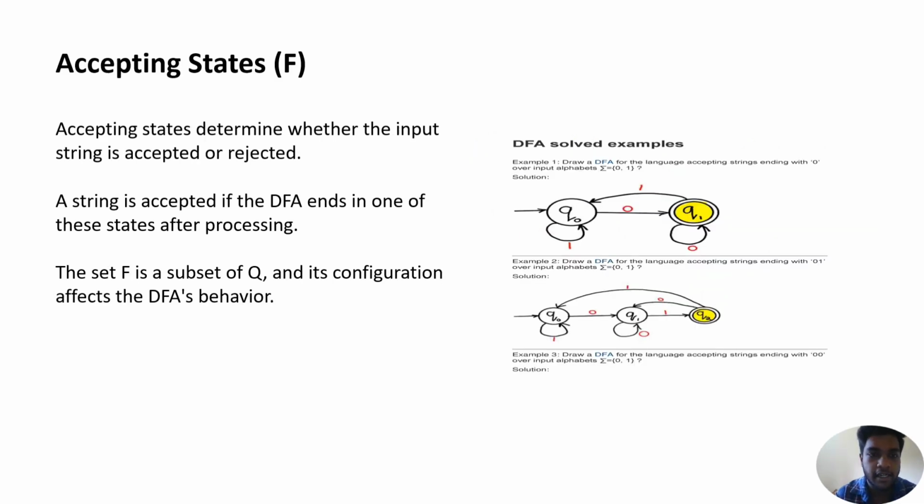Accepting states F. Accepting states determine whether the input string is accepted or rejected. A string is accepted if the DFA ends in one of these states after processing. The set F is a subset of Q and its configuration affects the DFA's behavior.